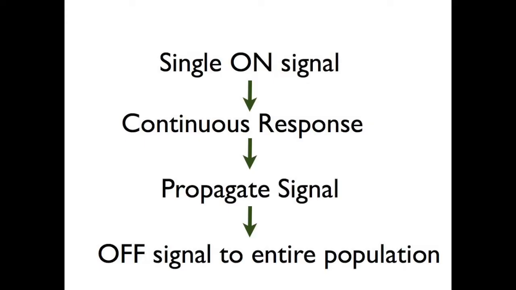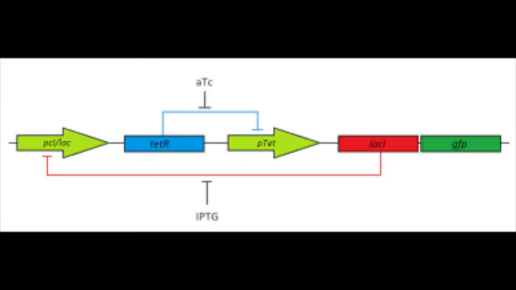The purpose of my circuit is to create a type of memory for a population of cells. In this circuit, an on signal will stimulate a continuous behavior in the cell, and the cell will communicate this signal to the rest of the population in order to turn the entire population on. An off signal delivered to the entire population will turn off the circuit.